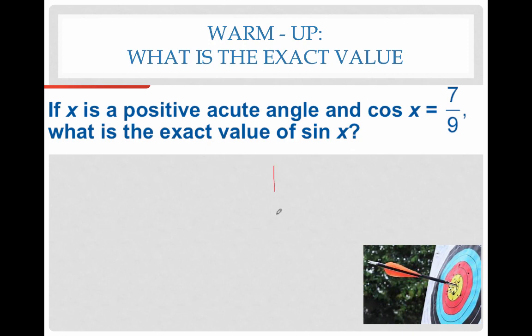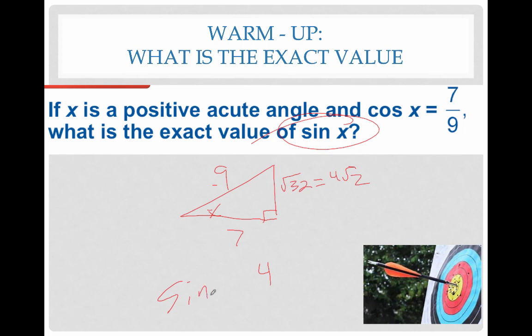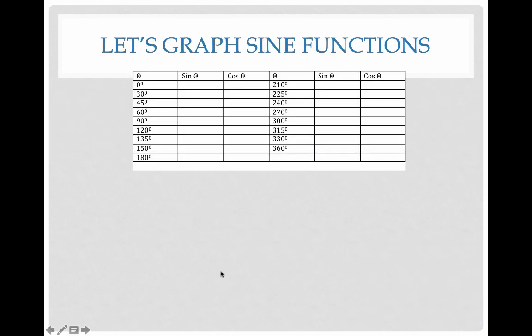Okay, so we're talking about drawing a triangle from angle x where the adjacent over the hypotenuse is 7/9. And then you're going to need to do 81 minus 49, c squared minus a squared. So this is going to be the square root of 32, which is 4 root 2. So now if you're talking sine, you're talking opposite over hypotenuse. So sine of x would be 4 root 2 over 9. Never found the angle. Didn't need it, did I? No, I didn't.